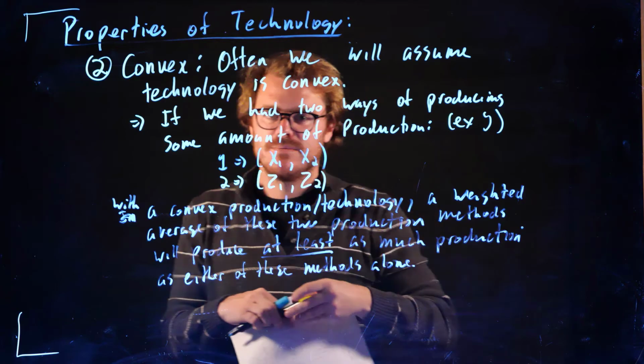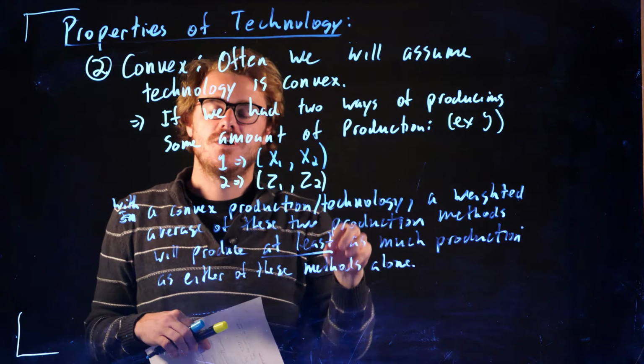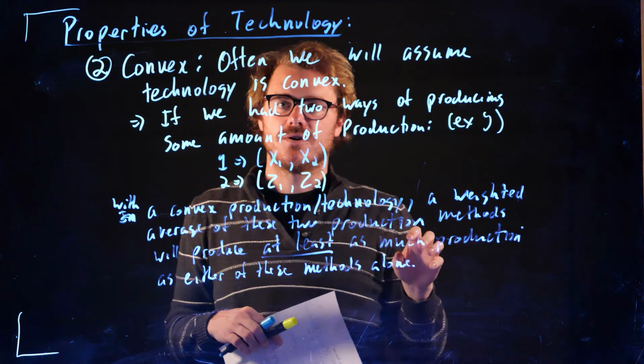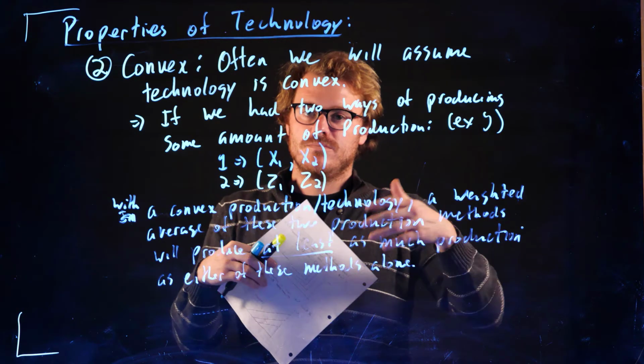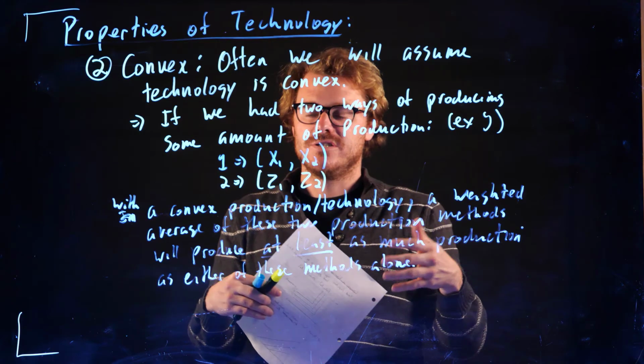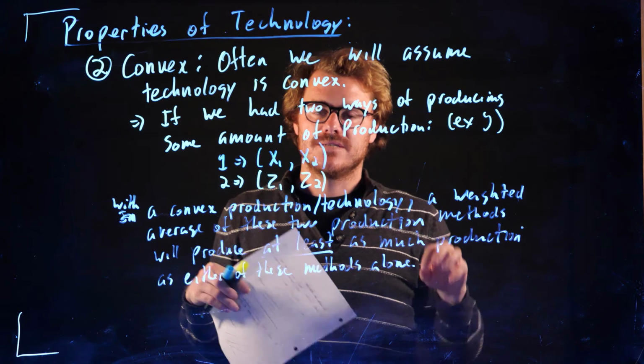So it's very similar to that idea of convexity when we talked about indifference curves. A weighted average is going to produce at least as much as either of these two extremes. It's the same idea here.